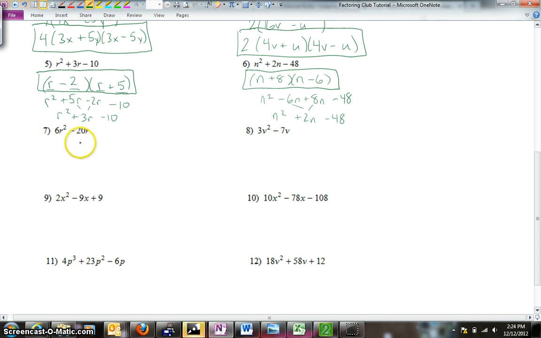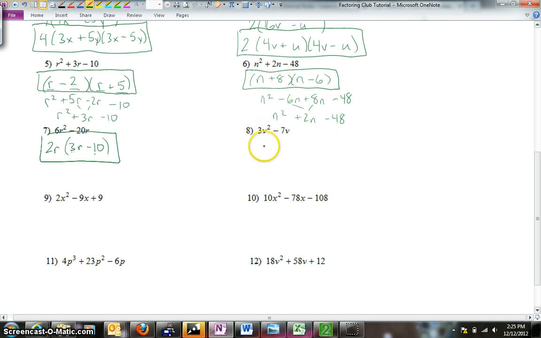Alright, number 7. Greatest common factor appears to me to be 2r, which means I'm going to pull out, and I've got 3r minus 10. So I pulled out the greatest common factor. I now have two terms left. So I need to check to see if it's the difference of two squares. Pretty quickly we can see it's not. 3r is not a perfect square, neither is 10. And so we're done. I'm not going to go to step 3 because there's not three terms here. Inside the parentheses there's only the two terms, so I cannot factor this further. All done.